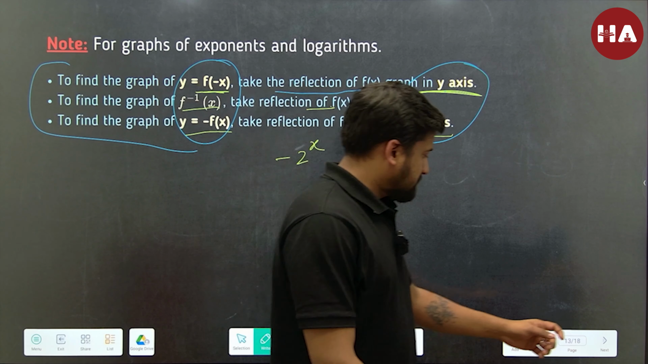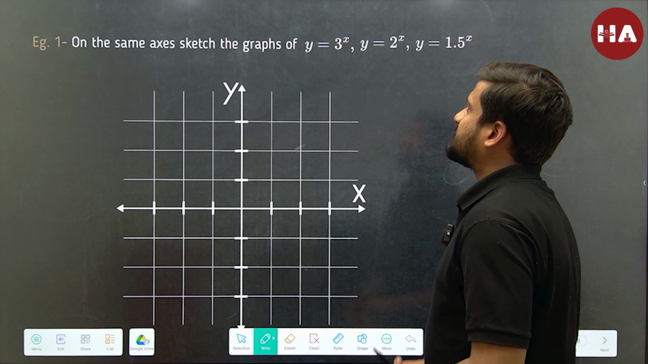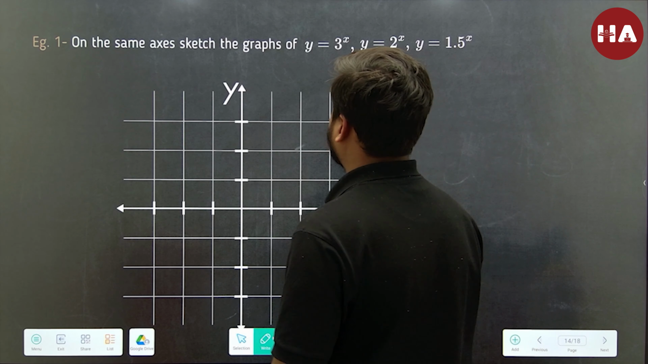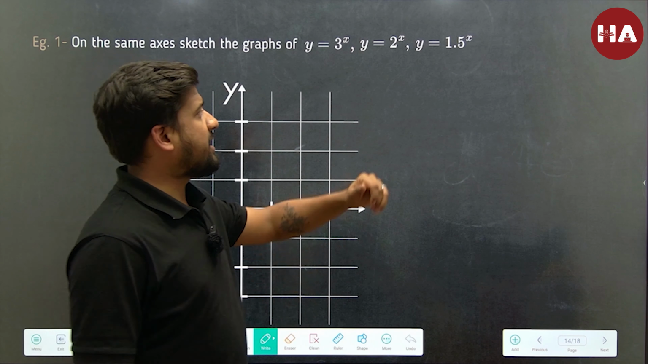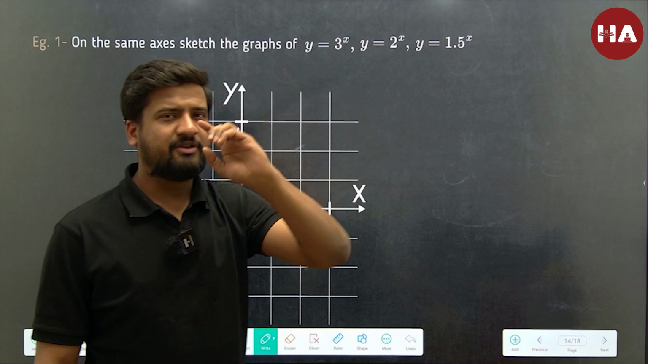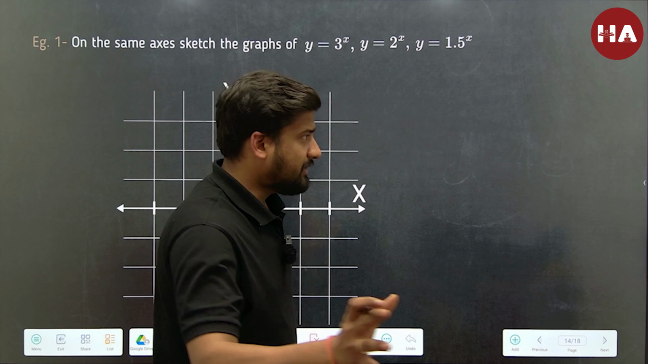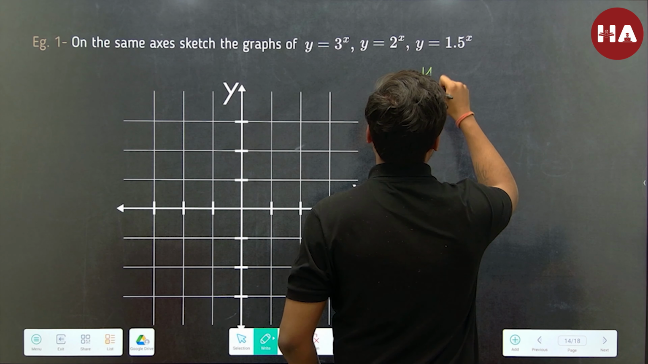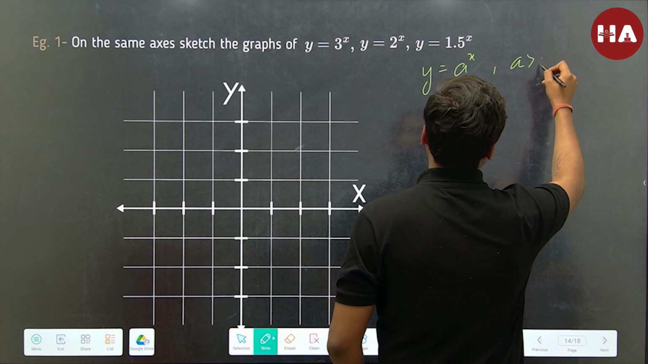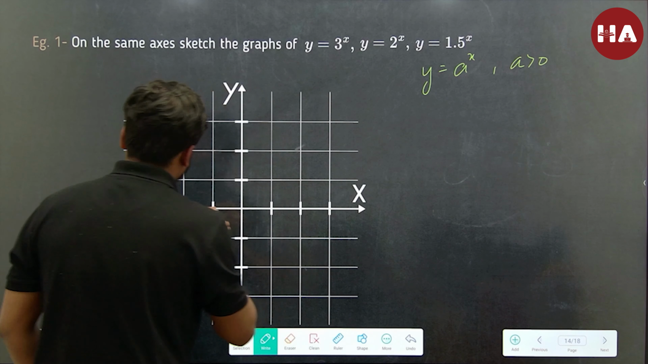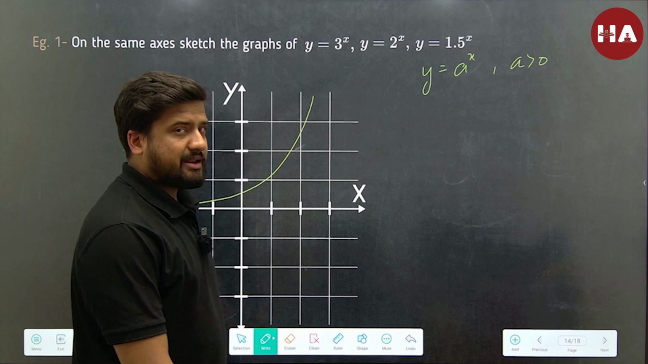Alright, let's move on to the next one. On the same axis, sketch the graph of y equals 3 raised to the power x, y equals 2 raised to the power x, and y equals 1.5 raised to the power x. So basically, whenever you need to find the graph of y equals a to the power x, when a is greater than 0, your graph needs to be something like this, correct?